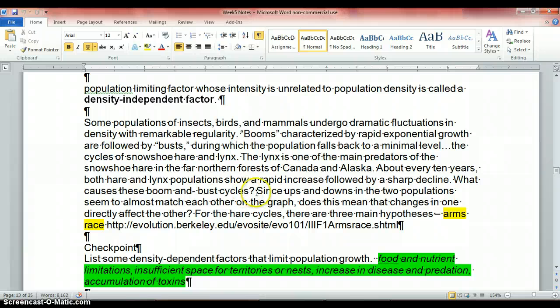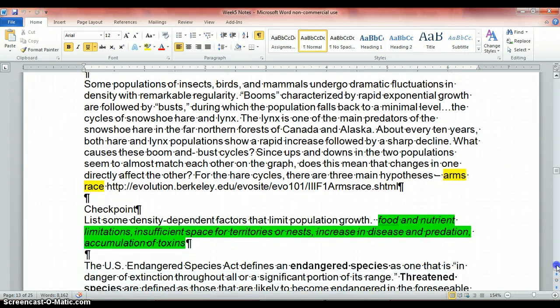What causes these boom and bust cycles? Since ups and downs in population seem to almost match each other in the graph, does this mean the changes in one directly affect the other? So basically, if you're going to have a bunch of rabbits, pretty soon a bunch of lynxes are going to show up to eat them. This is going to decrease your rabbits while your lynx increase. Then there's not going to be any more hares around, so that's going to cause a lot of death in the lynxes, which leads to an increase of hares, right? This is considered an arms race. We talked about arms race yet? We will if we haven't. I feel like we already talked about it.